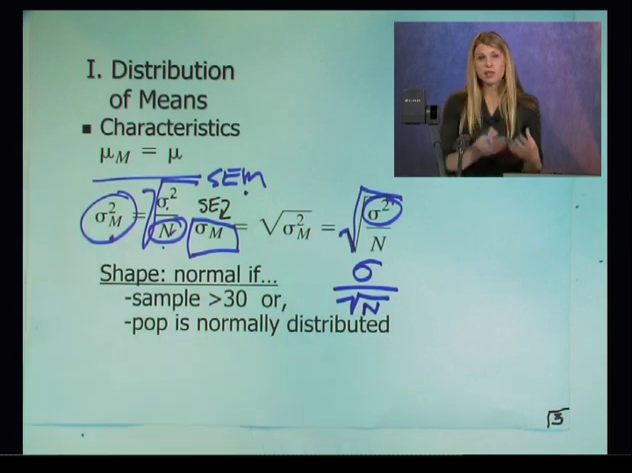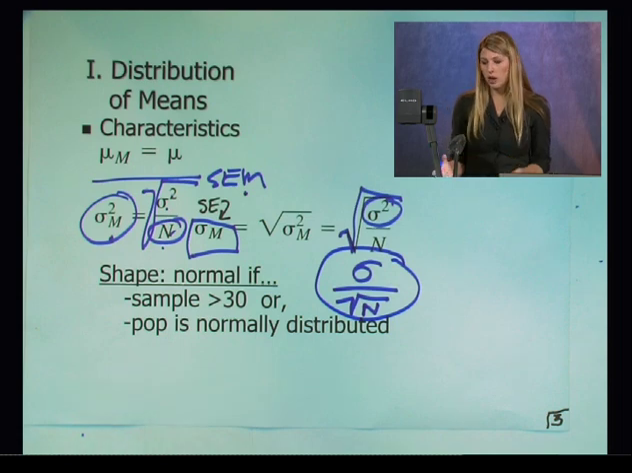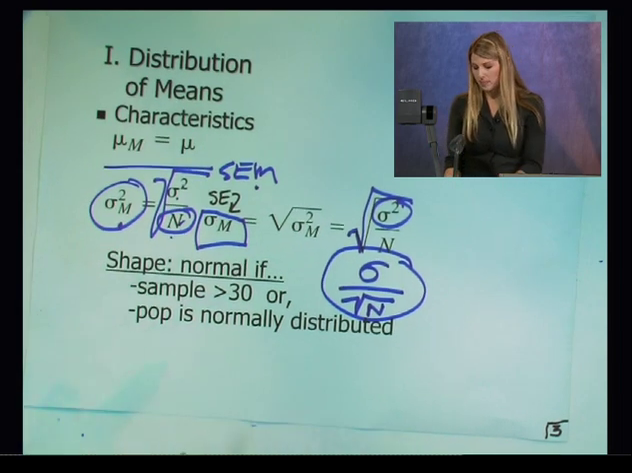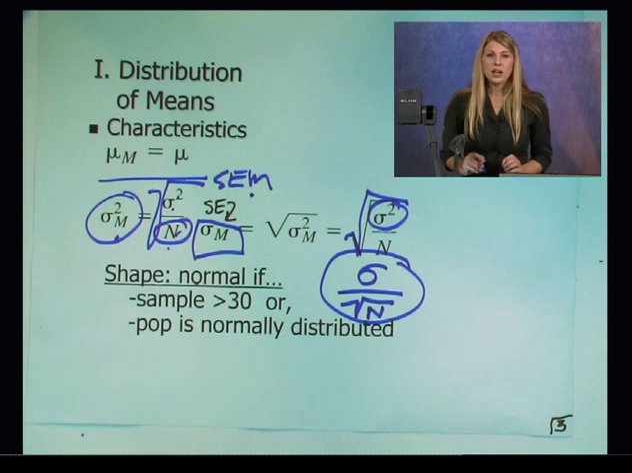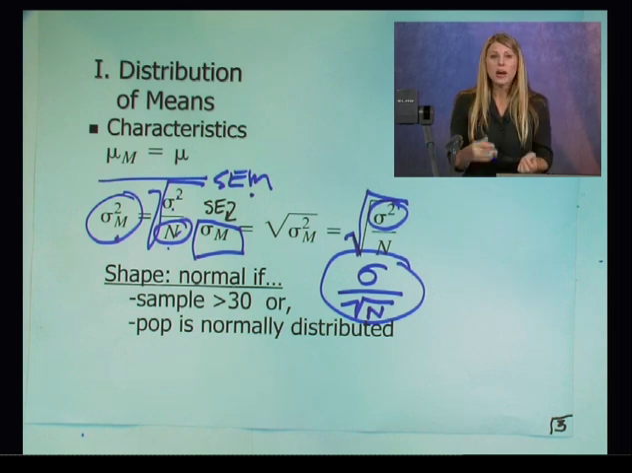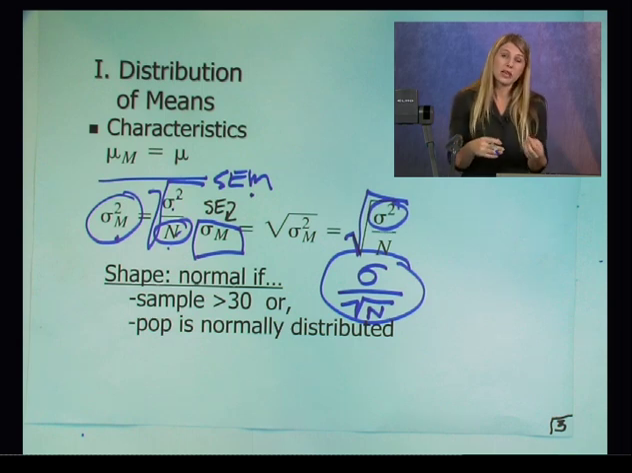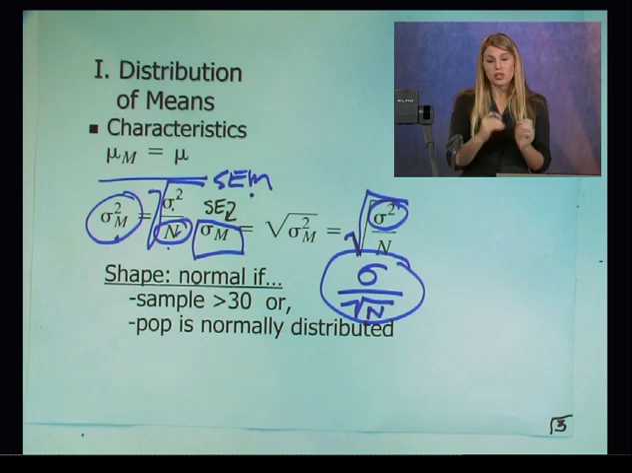So if you have the standard deviation, you divide by the square root of n, and that's your standard error, or your standard error of the mean. Now the shape: if you have a normal population that you're drawing a sample from, the shape of your sample should also be normal, or approximately normal. If you have a non-normal population, like the uniform one we looked at, and your sample size is over 30, then you should also have a normal distribution of the mean. This is because of the central limit theorem.